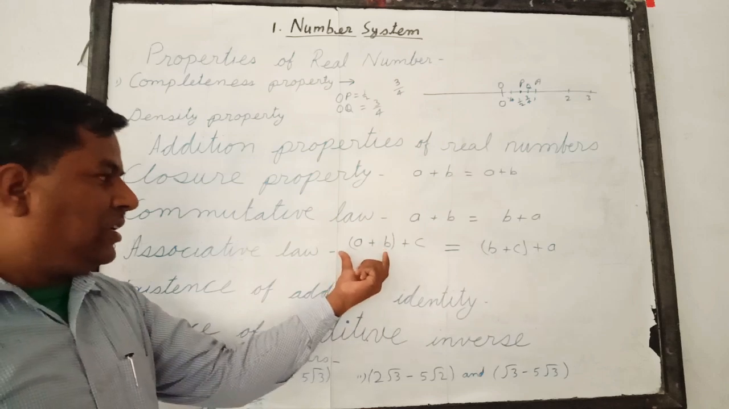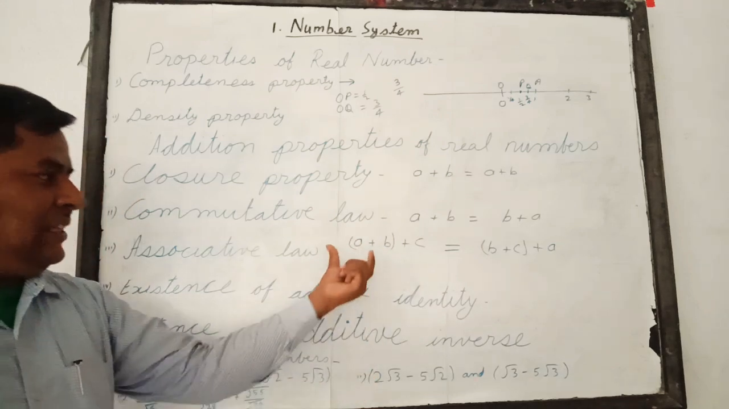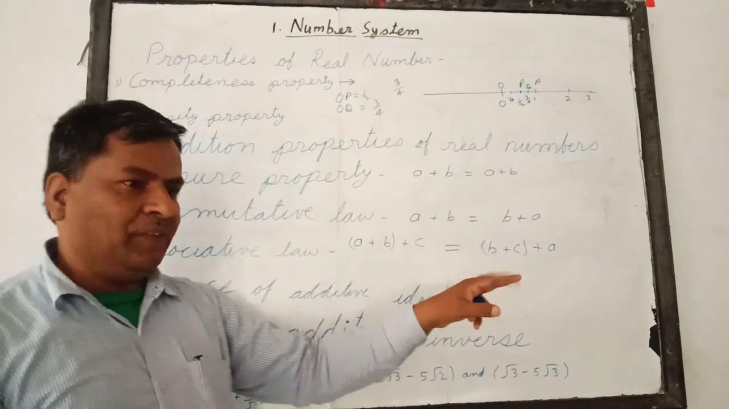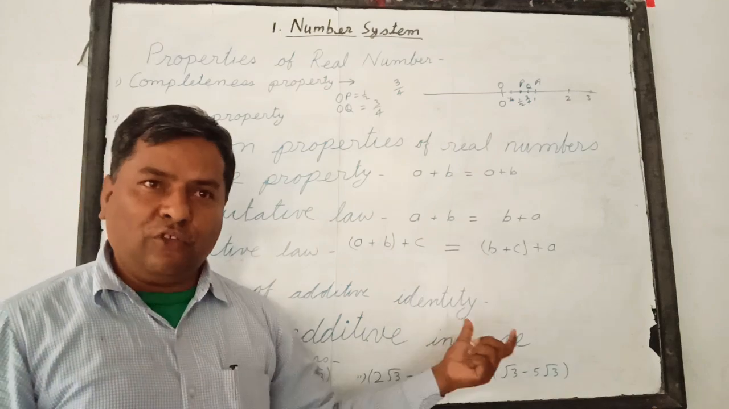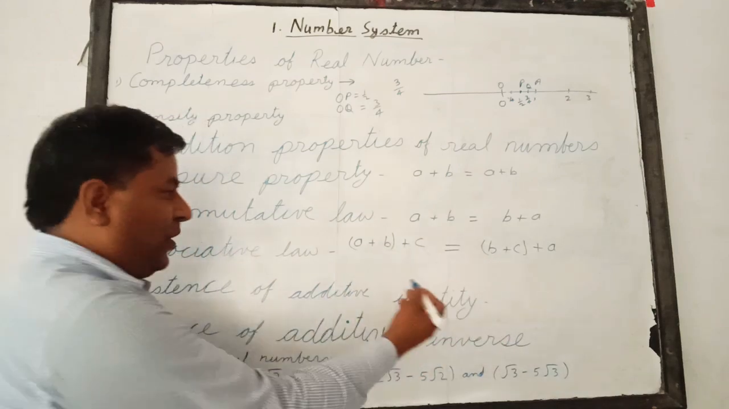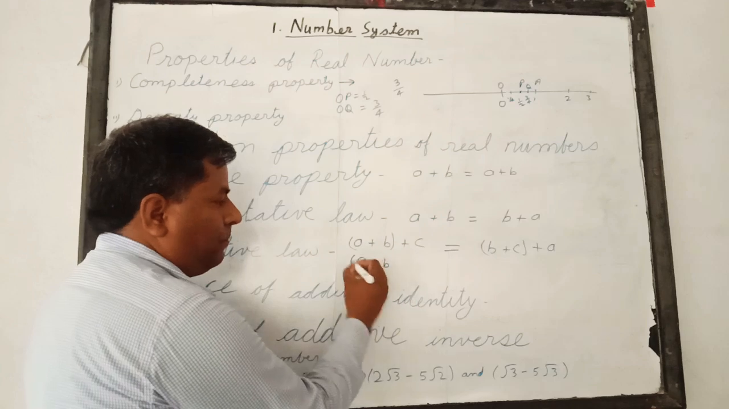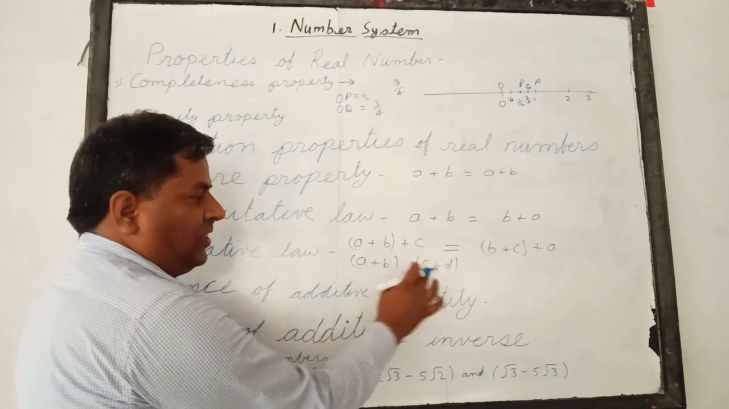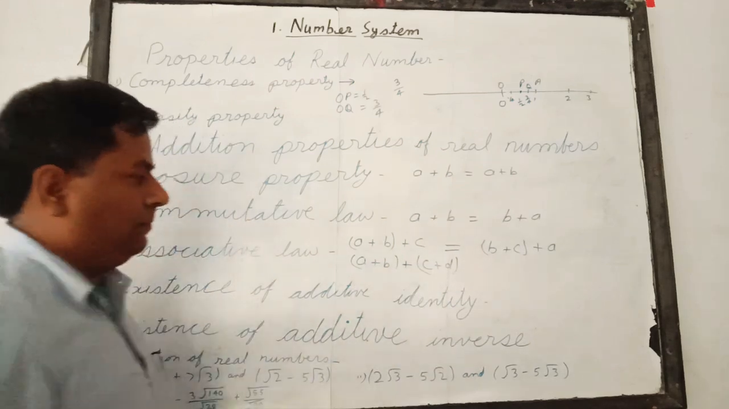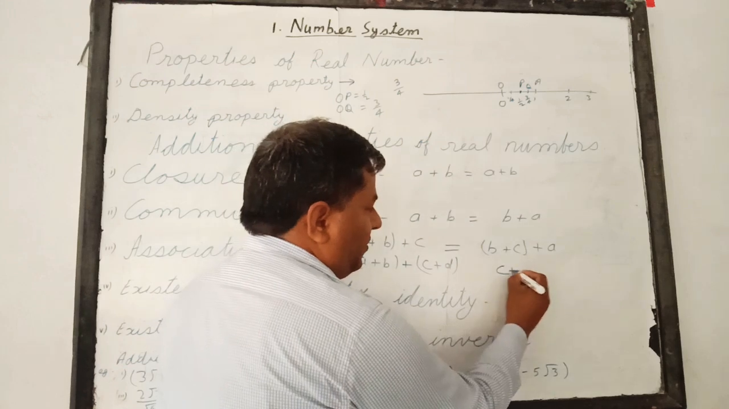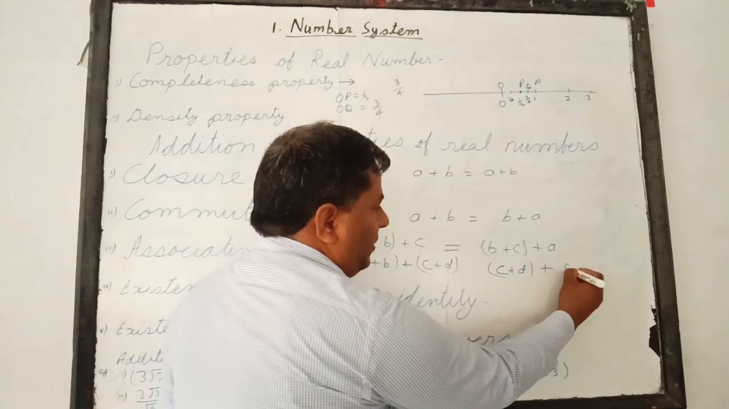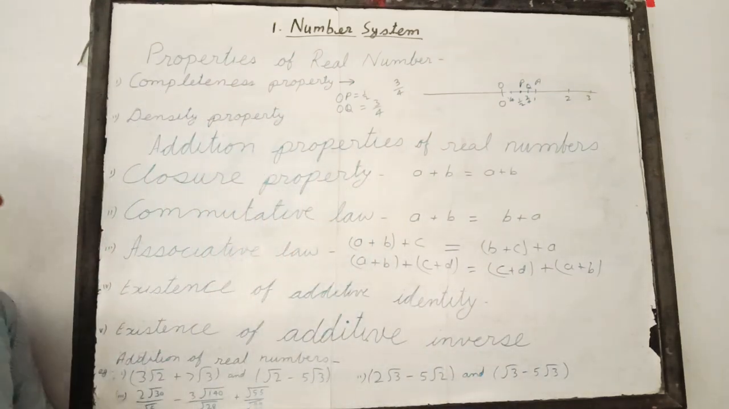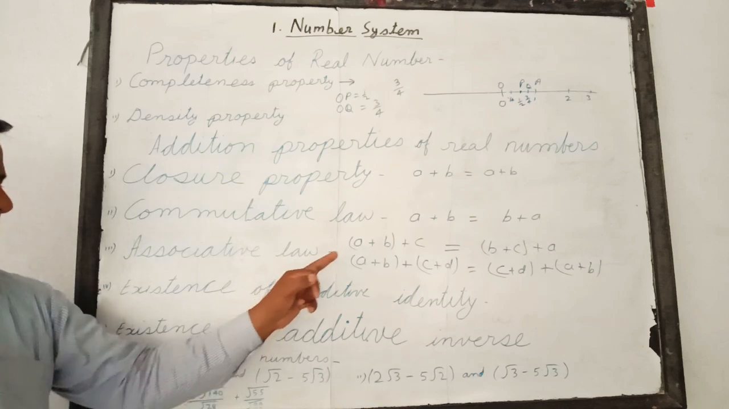So that means if we have more than two numbers, we can take any two numbers first, add them, and then to the sum of this we can add the third number. The same thing applies for more than three numbers also. If we have four numbers, for example A plus B, and then C and D, so C plus D, we can add A plus B first, then C plus D, and then add their sums. The same way, we can first take C and D, add them, and to this we can add A plus B. So in this case also the result will not change. This is called the associative law of addition.